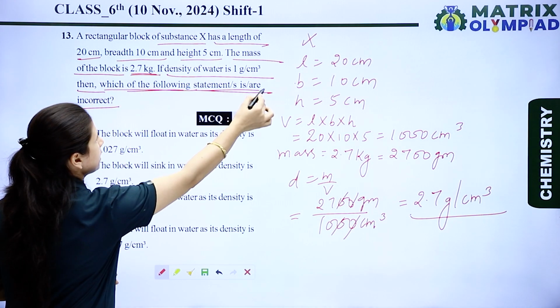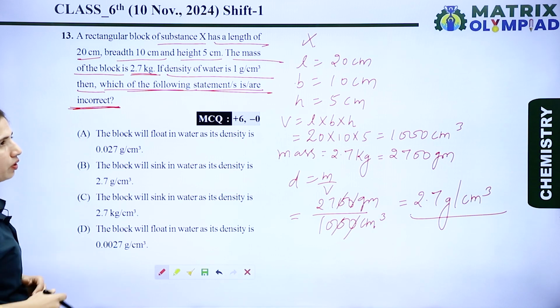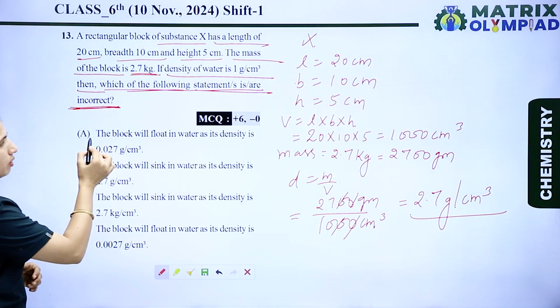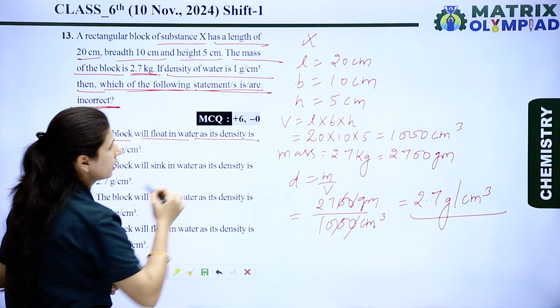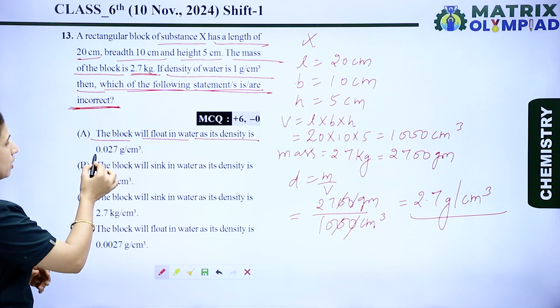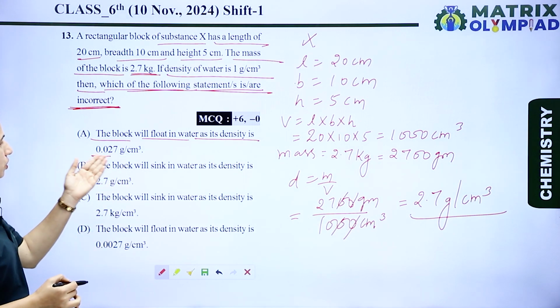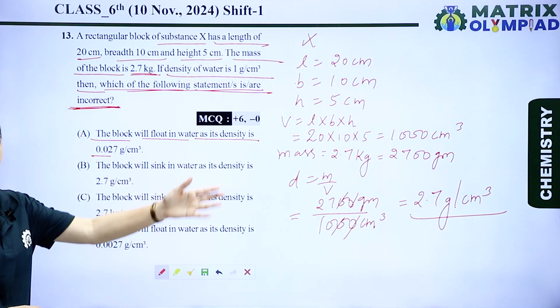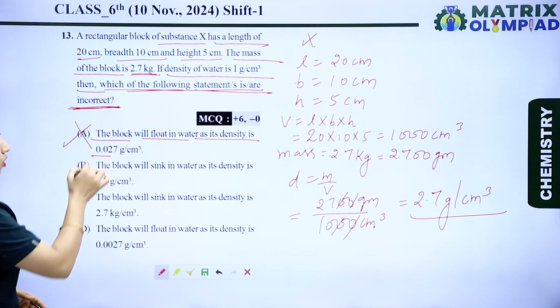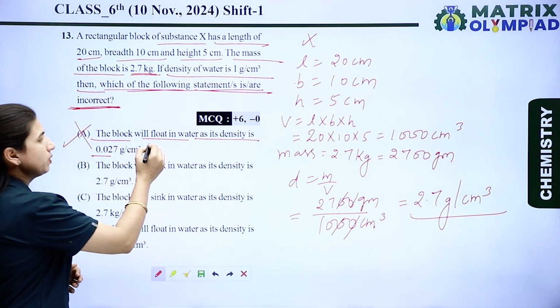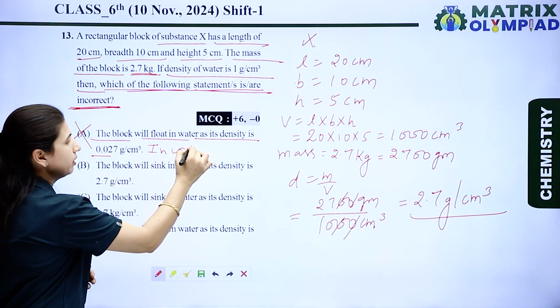Which of the following statements is or are incorrect? Okay, so the first statement is: the block will float in water as its density is 0.027 gram per centimeter cube. No, it is a completely wrong statement. So the first one is an incorrect statement.